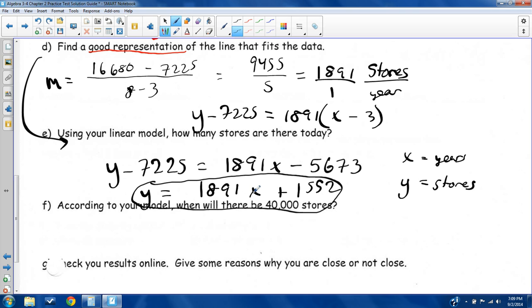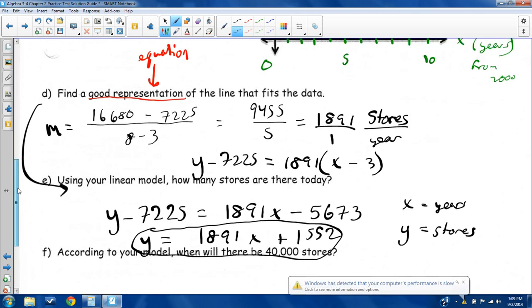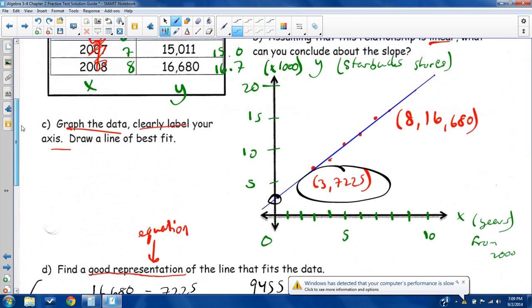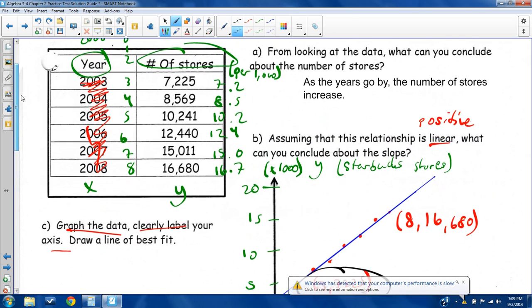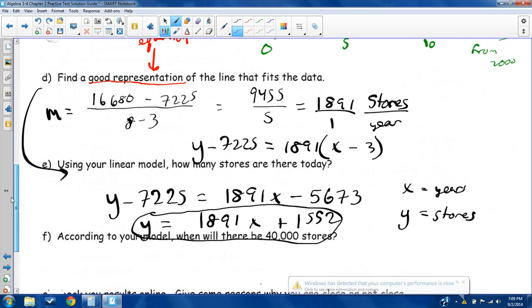If x is 0, that means we're in the year 2000. Remember, when I plug in 0 for x, year 2000. So when x is 0, that's 1891 times 0, which is 0. That means there were 1,552 stores in the year 2000. Is that respectable? I don't really know. That doesn't really sound right. I'm sure there were more. But that stuff we'll talk about in a second.